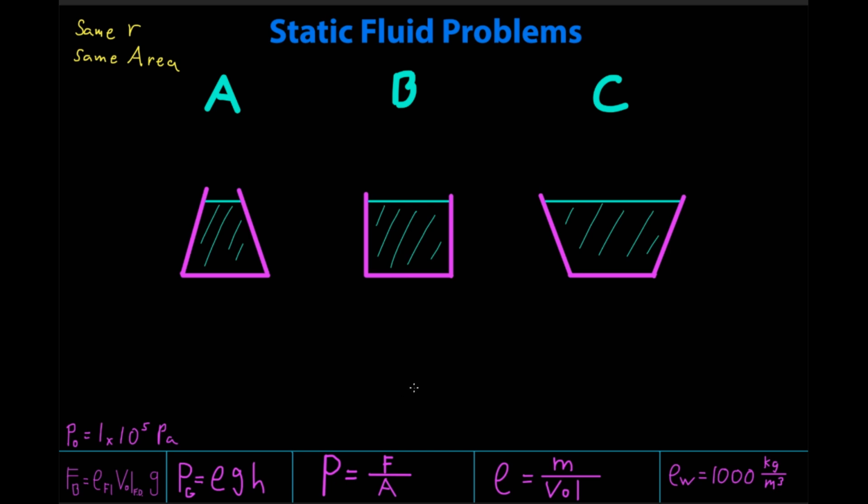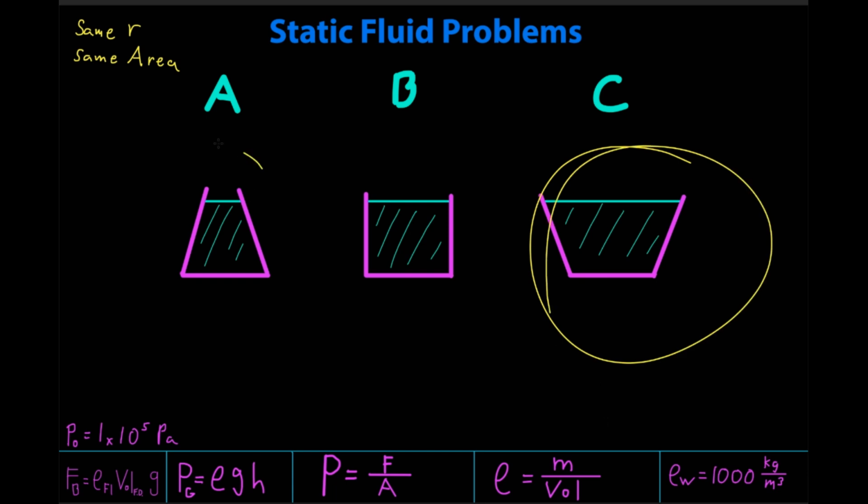Well, the answer is they are all the same. The water is exerting the exact same amount of force on the bottom of each of these glasses. Now, you may ask, Mr. M, but this one has more water. How can the water in A be exerting the exact same amount of force on the bottom of the glass as C if C has more water? Well, I'm going to show it to you using the techniques we have already done in this video, and then I'll do a little side explanation to help you out.